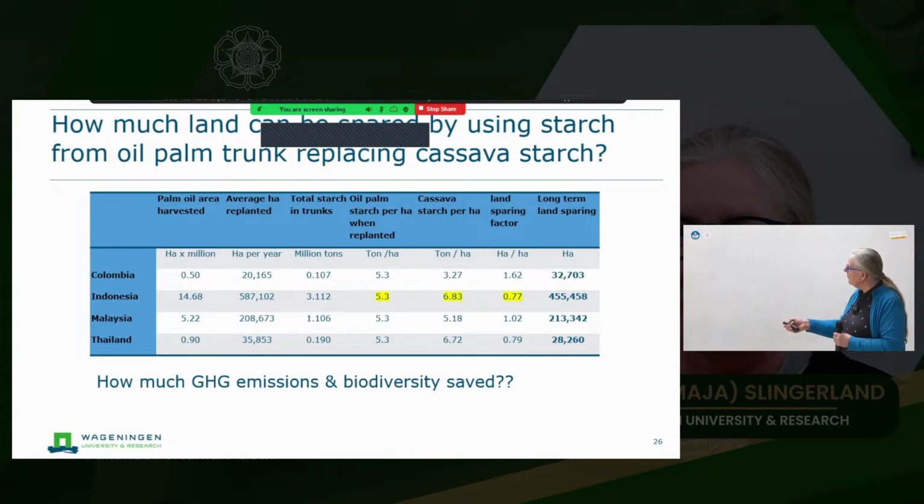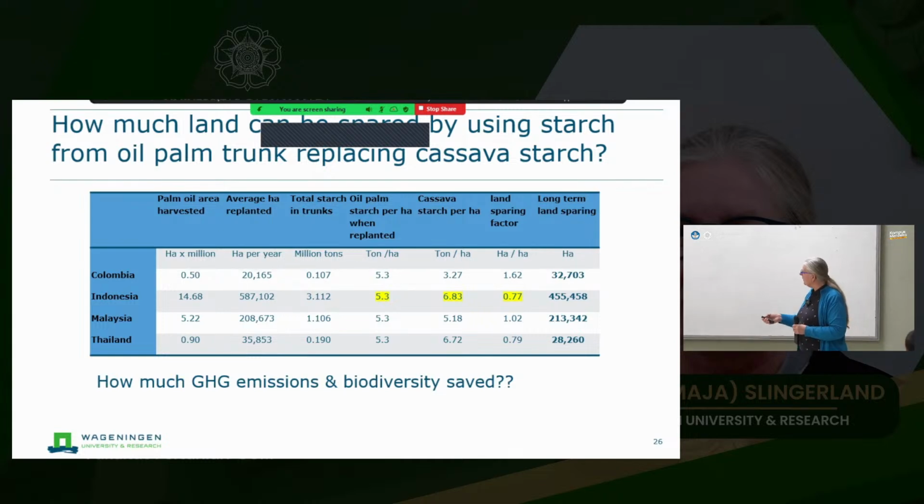And in Indonesia, for the replanting and the existing hectares, you would save about 450,000 hectares of land, by not needing to use land to make cassava starch, but using the starch in the palm instead. And you see in other places the cassava is doing worse, so your palm is even doing better than cassava. But they have a very small area, so they save fewer hectares.